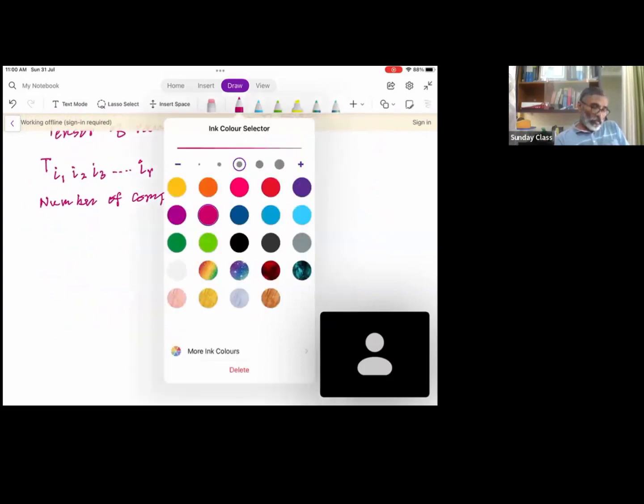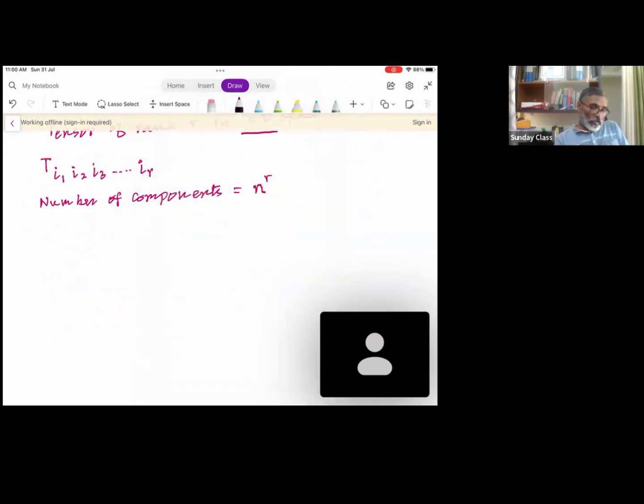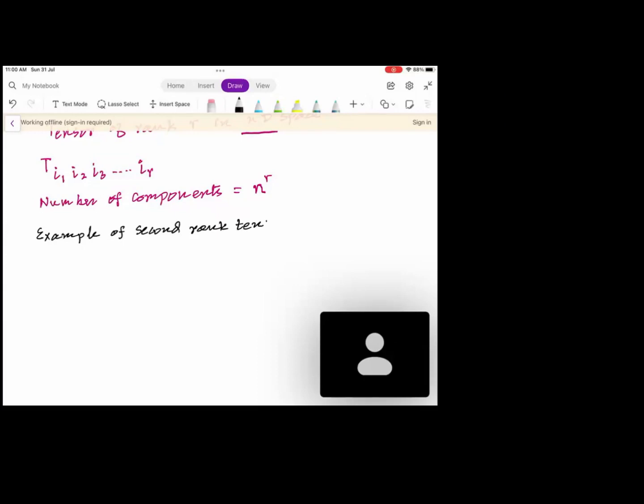Okay, so let us now ask a question. Is there some tensor that you are familiar with? The most familiar second rank tensor, give an example. Moment of inertia.